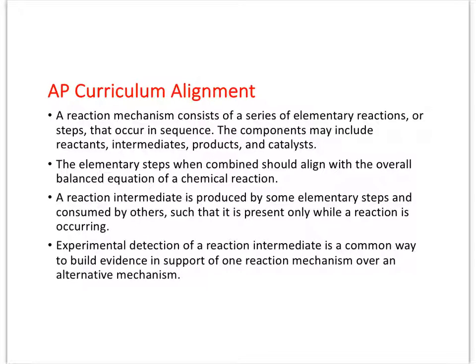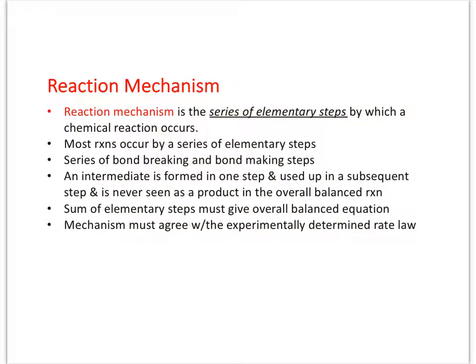A reaction mechanism consists of a series of elementary reactions or steps that occur in a sequence. These components might include reactants, intermediates, products, and catalysts. When you add the elementary steps together, they should match up with the overall balanced equation of the chemical reaction. An intermediate is produced in some early step and then consumed by a later step. So it's only present while a certain process is occurring. It's not present in the overall reaction. And experimental detection of a reaction intermediate is a way to build evidence in support of one reaction mechanism over another. Okay, so here's the idea behind the reaction mechanism.